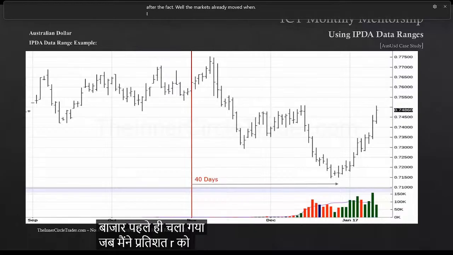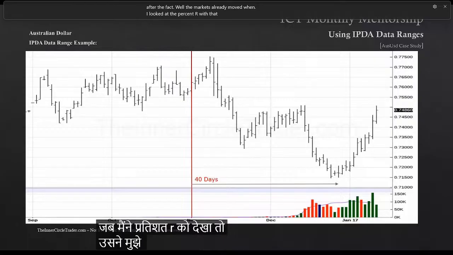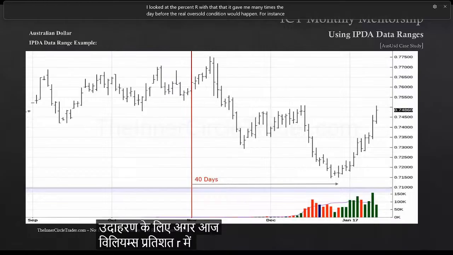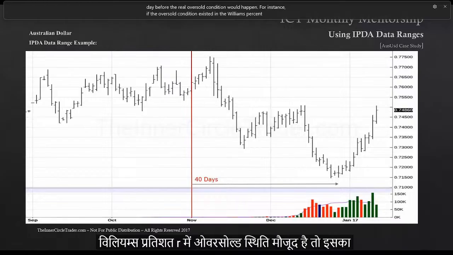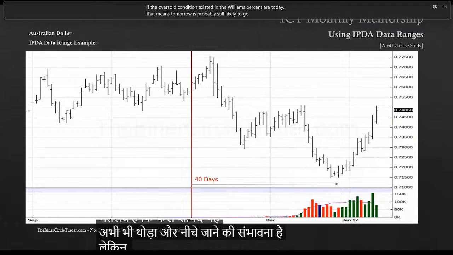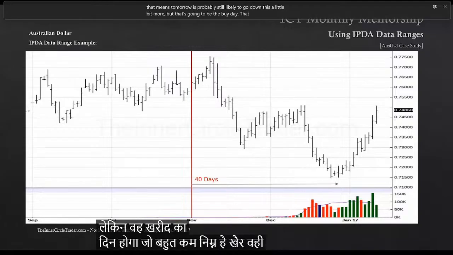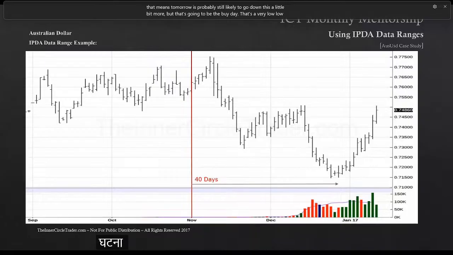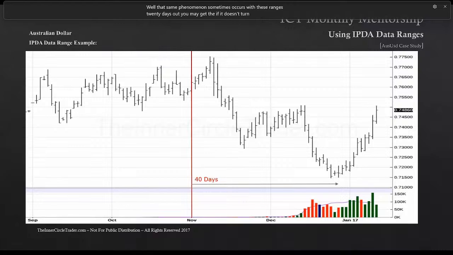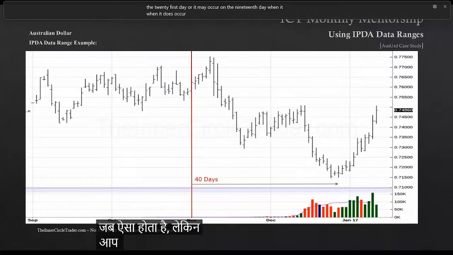When I looked at the percent R, many times it gave me the day before the real oversold condition would happen. For instance, if the oversold condition existed in the Williams percent R today, that means tomorrow it's probably still likely to go down just a little bit more, but that's going to be the buy day. That's the very low low. Well, that same phenomenon sometimes occurs with these ranges. 20 days out, if it doesn't turn, it may happen on the 21st day, or it may occur on the 19th day when it does occur. But that's not what you're relying on.